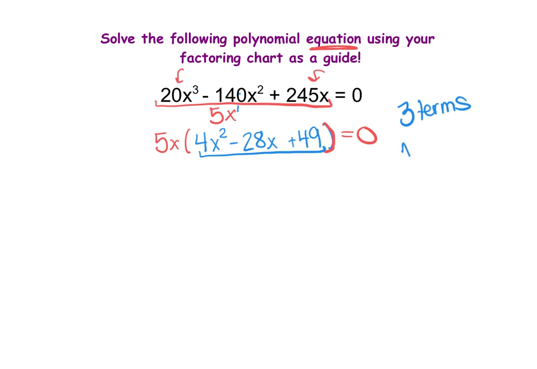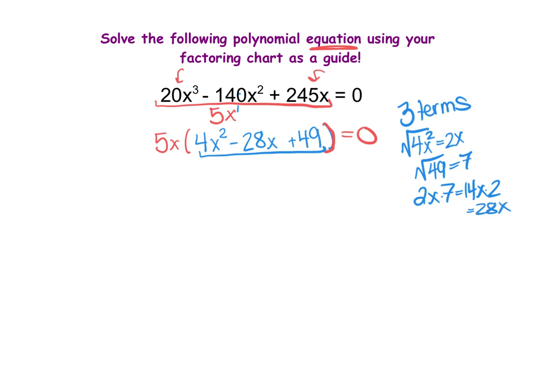And when I look here, I notice that the square root of 4x squared is 2x, and the square root of 49 is 7. So this is definitely a possible candidate for the perfect square trinomial. And so the way to check is to look at that middle term and take 2x times 7, which is 14x, multiply it by 2, and that equals 28x.